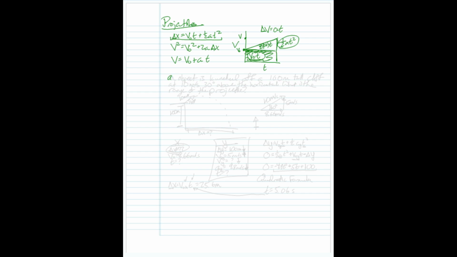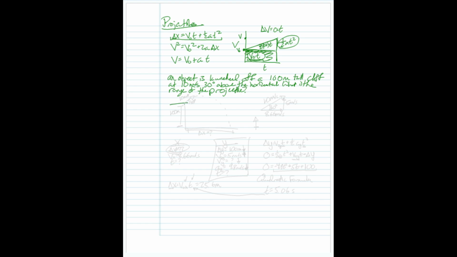Let's give ourselves a scenario. An object is launched off a 100-meter tall cliff at 10 meters per second, 30 degrees above the horizontal. What is the range of the projectile?